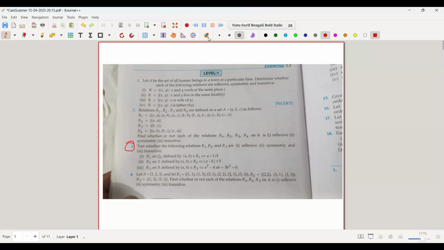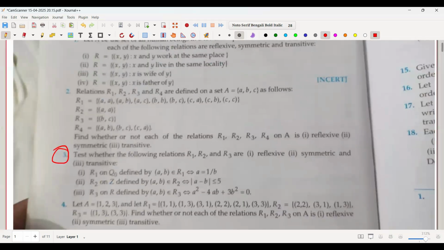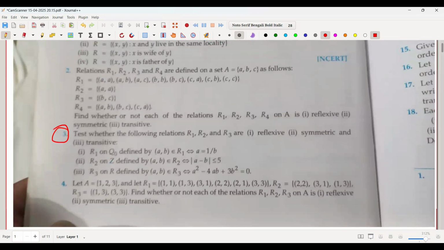So okay, for R1, 1 comma 1 is there and 2 comma 2 is there and 3 comma 3 is there. So for all elements 1, 2, 3, the reflexive pairs are in R1. So R1 is reflexive. 1 comma 3 is there and 3 comma 1 is there, so this is okay. 2 comma 1 is there but 1 comma 2 is not present. So this is not symmetric. Reflexive but not symmetric.